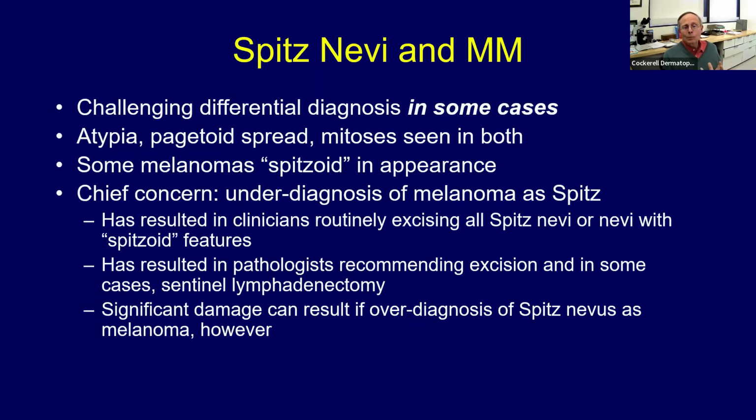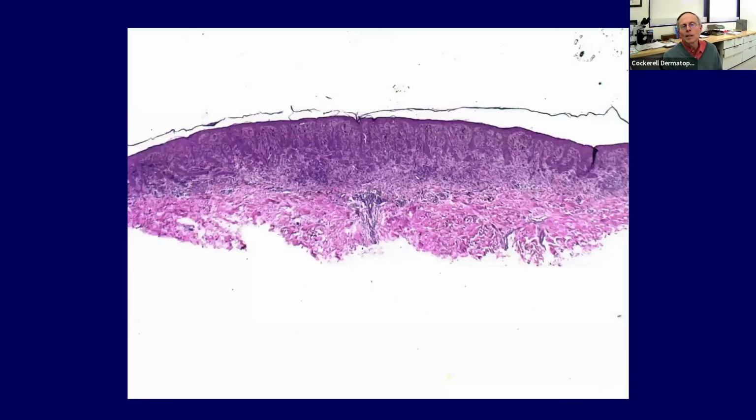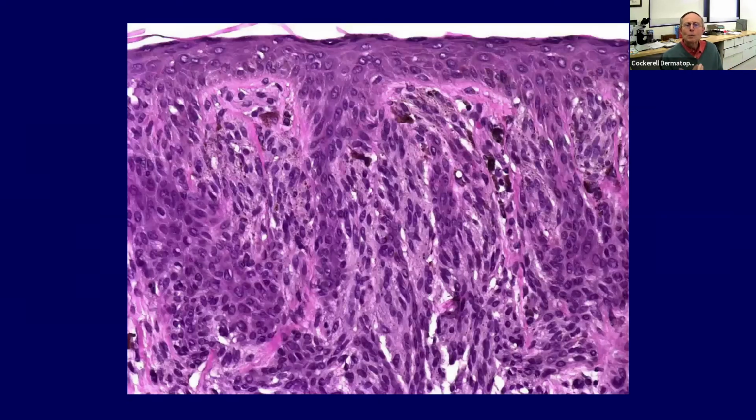Now, the classic differential of Spitz's nevus and melanoma, again, the reason that these look atypical is you get mitotic figures in both, you get pagetoid spread in both, but Spitz's nevi usually have a very symmetrical appearance, so you get maturation, you get all the architectural features of a benign process. Here's a classic example of a Spitz's nevus. It's very well circumscribed, very, very symmetrical, spindle-shaped cells, some epithelioid cells as well.